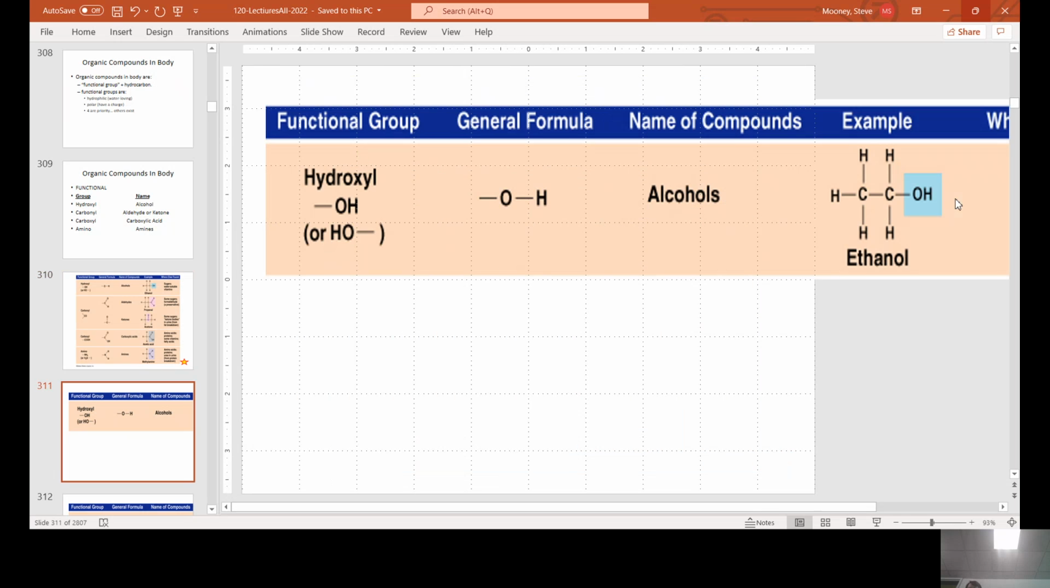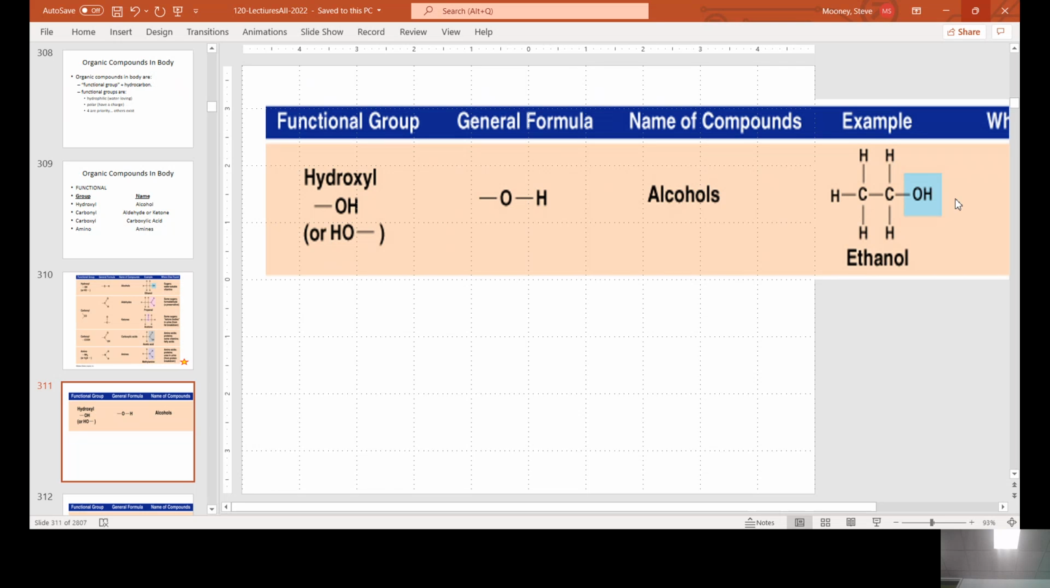First, we have the hydroxyl group. Oxygen represented by the O and a hydrogen represented by the H. They can go back and forth, doesn't really matter. We know that the oxygen is greedy for electrons, so that little functional group is going to have a polar element to it.